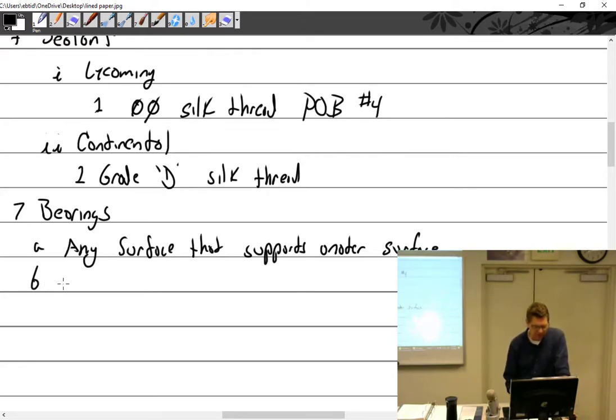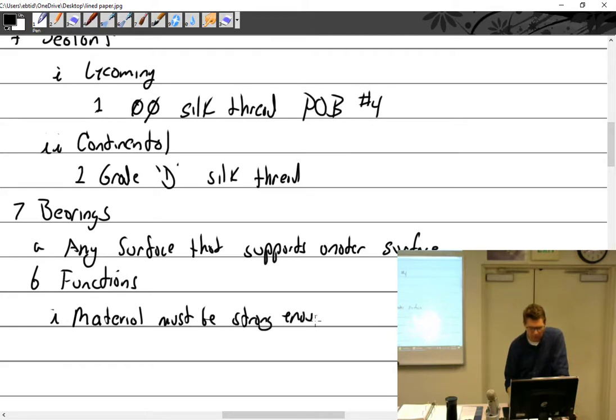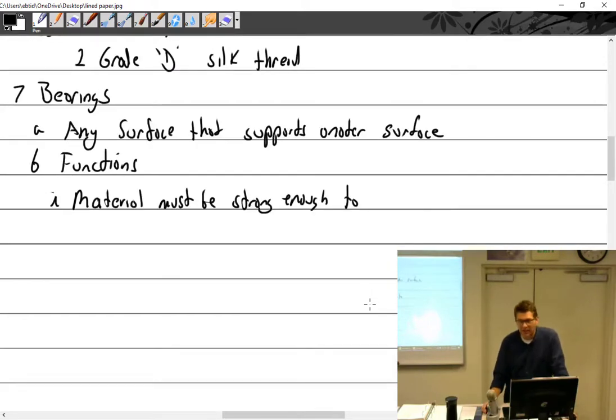So, all right, what does it do? What does a bearing do? What are the functions? Well, when you design a bearing, it must meet these criteria. How about that? So the material must be strong enough to withstand pressure. So if we think about the plain bearings in your engine, it's a lot of pressure there, and they've got to be able to withstand that. So it must be strong enough to withstand pressure.